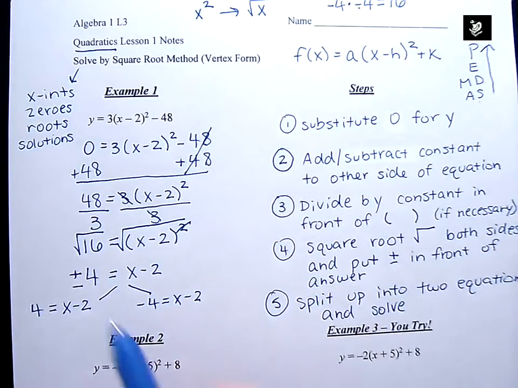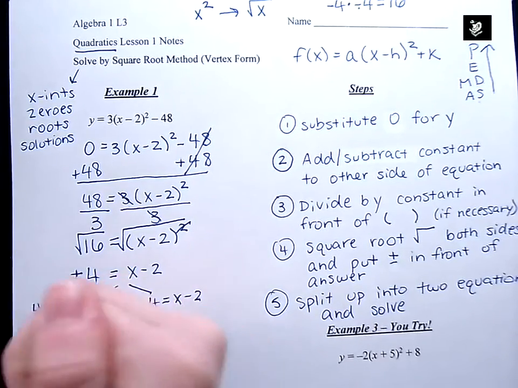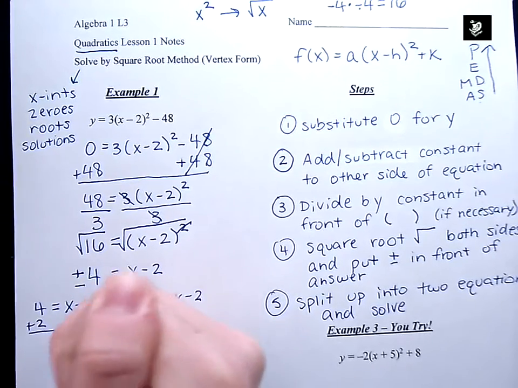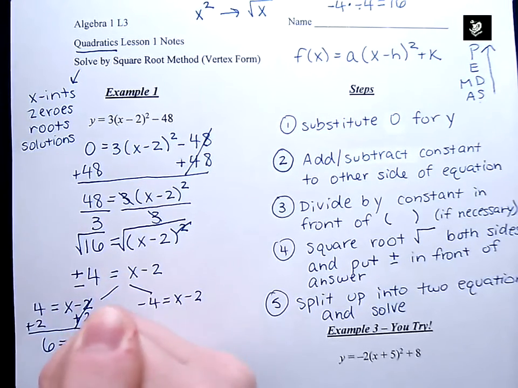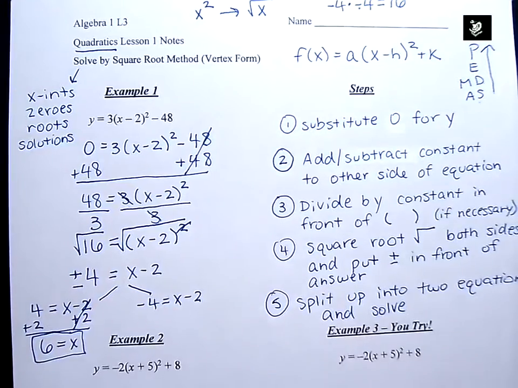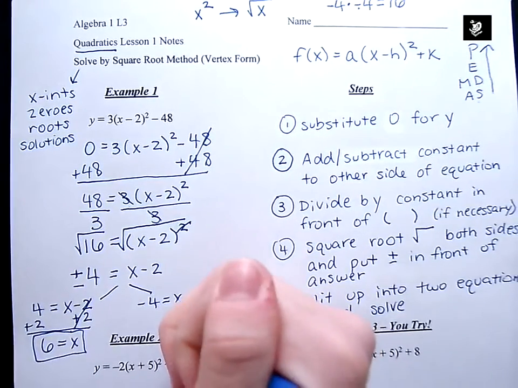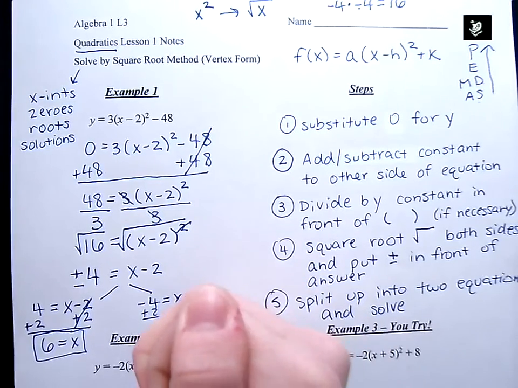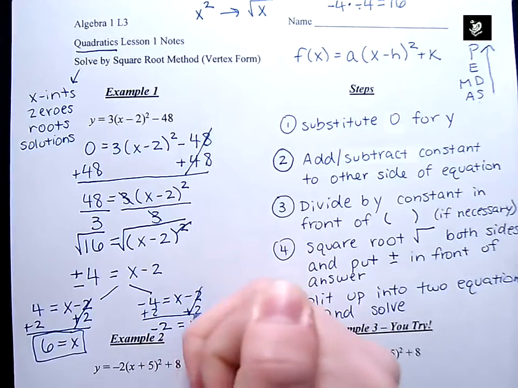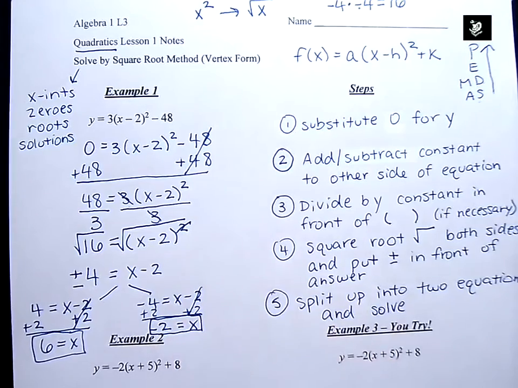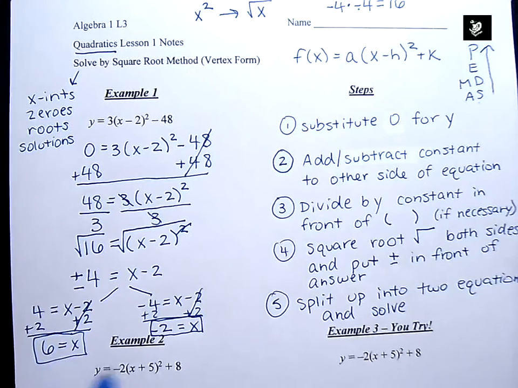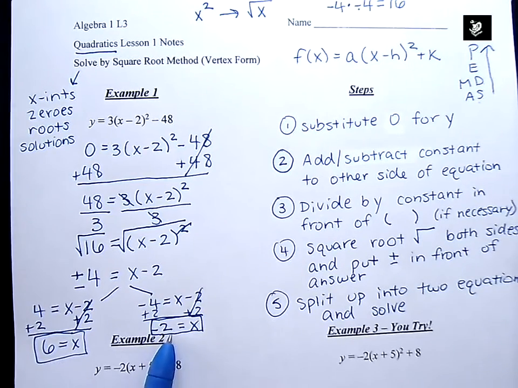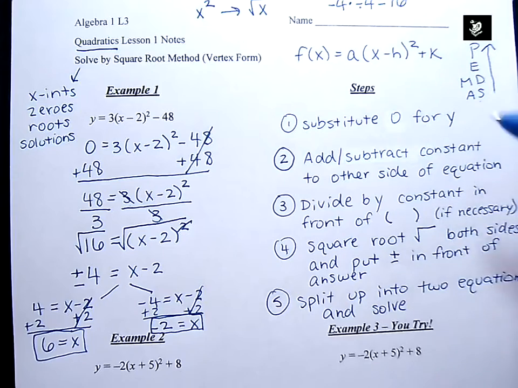To solve this one, I have to add 2 to both sides to get x by itself. So x is 6. There's my first 0 or root. I have to add 2 on this side to get x by itself. So negative 2 is my second root or 0. So if I was to graph this parabola, it would cross the x-axis at 6, and it would cross the x-axis at negative 2. So these are the 5 steps you're going to follow each time.